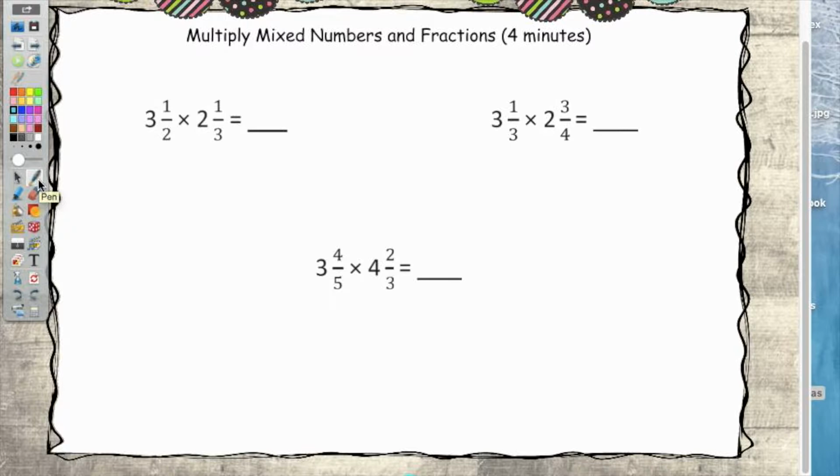Yes. In a perfect world, yes. But not in this world. Because what I'm actually doing, watch this. I'm actually doing 3 times 2 and 3 times 1/3. Then I'm doing 1/2 times 2 and 1/2 times 1/3. So a better way to do this, go ahead and write this, boys and girls, is the area model.